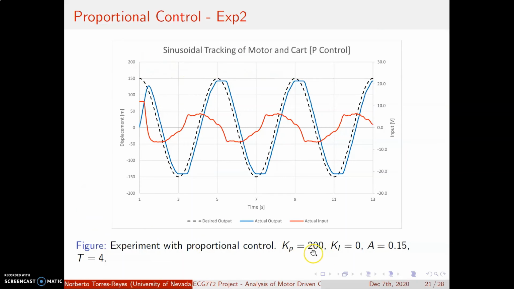Once again, parameters are 200 for Kp, Ki equals 0, A equals 0.15, period equals 4. There is a little bit of saturation in the start on the input, but otherwise you get decent tracking until you hit those flat tops as predicted by the nonlinear model.